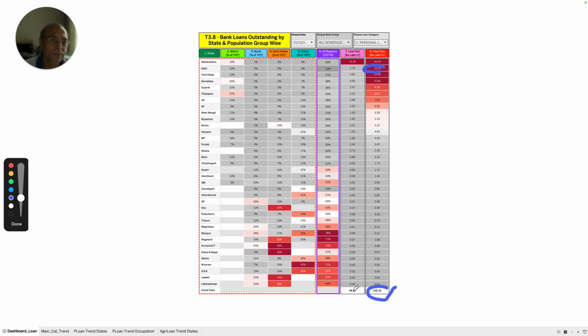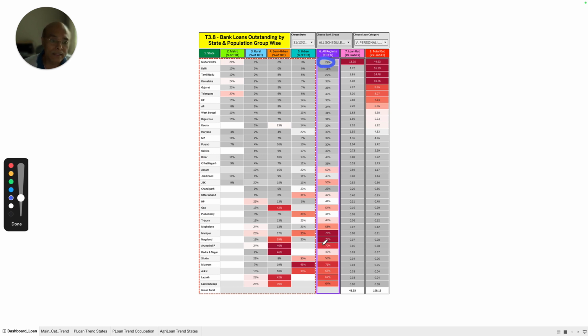Out of which the personal loan is 48.93, which has been distributed across the states in this manner. If you pause the video and have a look, you will find that maximum focus is toward Maharashtra, 13.25 lakh crores. And there is one more very interesting thing. I have created a percentage of the total loan. 44.93 is the total loan; 13.25 divided by 44.93 gives you 29%. So in Maharashtra, 29% of the total loan is personal loan.